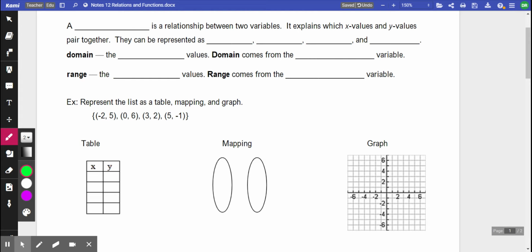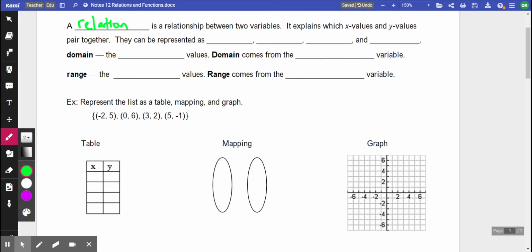Hello again. Today we are going to start our new unit over functions, but before we get into functions, we need to define a new vocab word. That vocab word is a relation. All right, so a relation is a relationship between two variables. It explains which x values and which y values pair together.